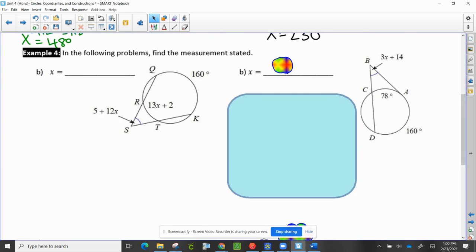Okay. All right, let's try some that are a little tougher. I'm going to go through, this should say A, the first one with you guys. And then you guys will try B. Okay, so we're solving for x in both of these. It says find the measurement stated. So we're going to find x. So let's look at our angle here. Angle S is 5 plus 12x. We're going to set that equal to 1/2.